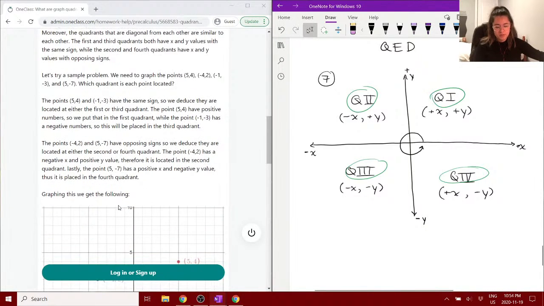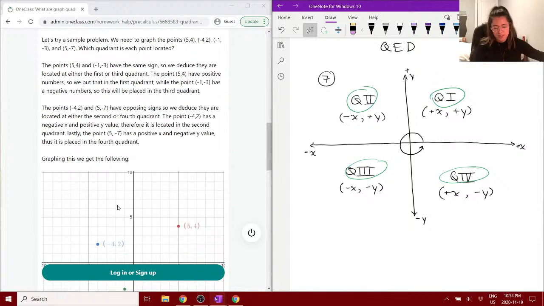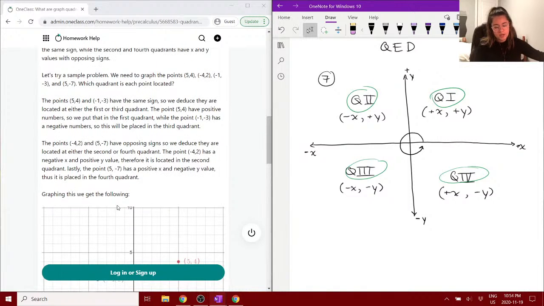Okay, so this one says here that we're going to try a sample problem. So if we need to graph the point 5, 4, well, that's an x value, and that's a y value, remember? That's how I remember it. I always remember x is in the house and y is up the stairs. So that can help you with order. So positive 5 and positive 4.